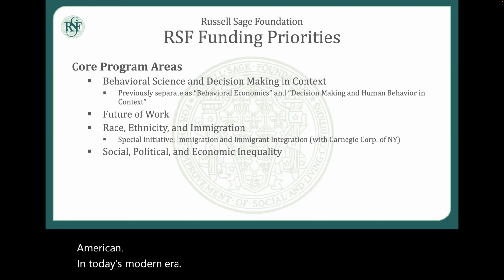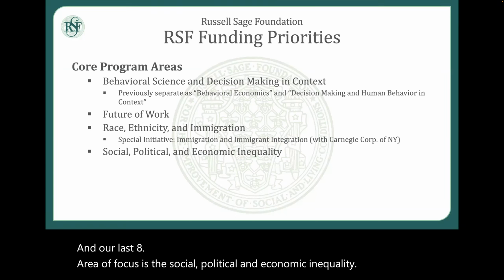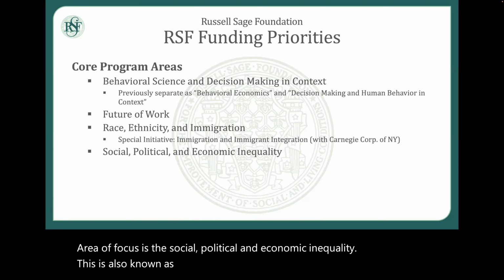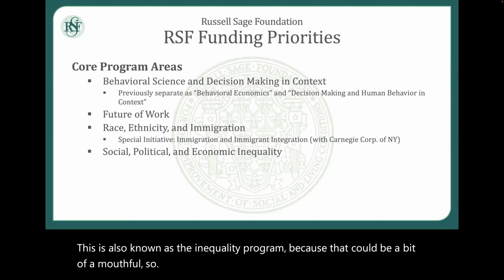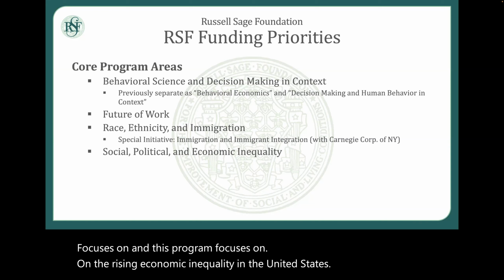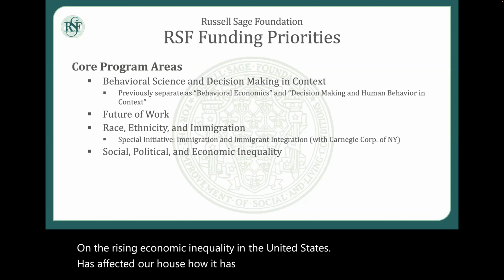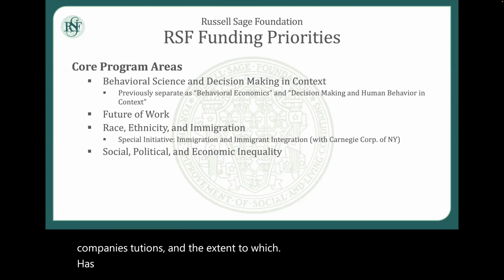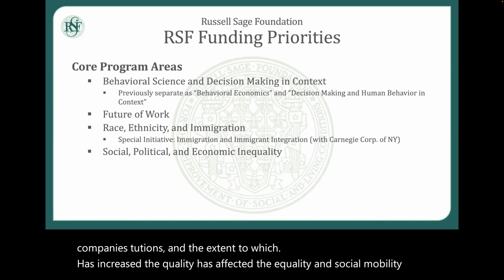And our last main area of focus is social, political, and economic inequality. This is also known as the inequality program because that could be a bit of a mouthful. This program focuses on the rising economic inequality in the United States, how it has affected various social, political, and economic institutions, and the extent to which increased inequality has affected equality and social mobility and intergenerational transmission of advantages.